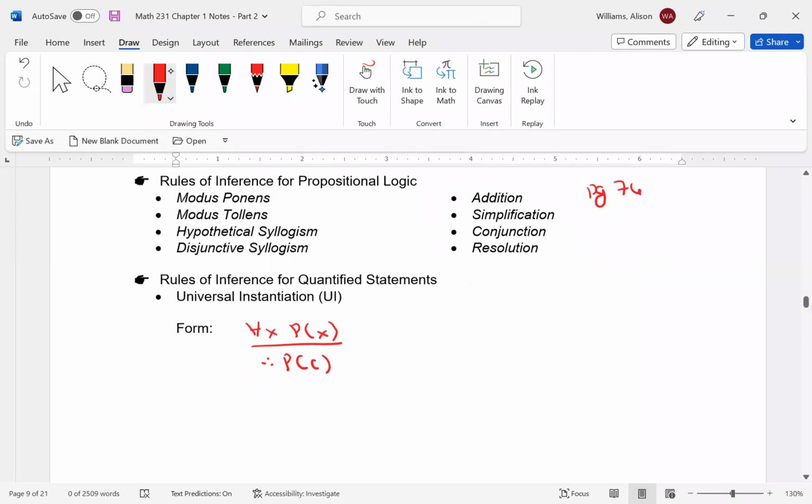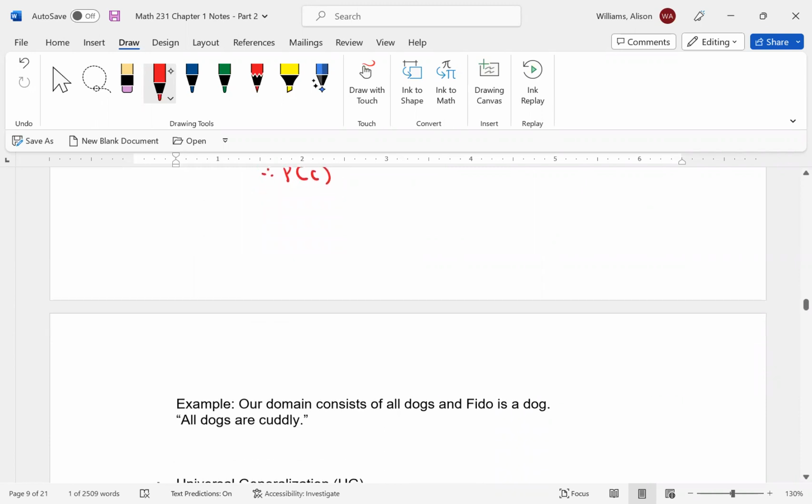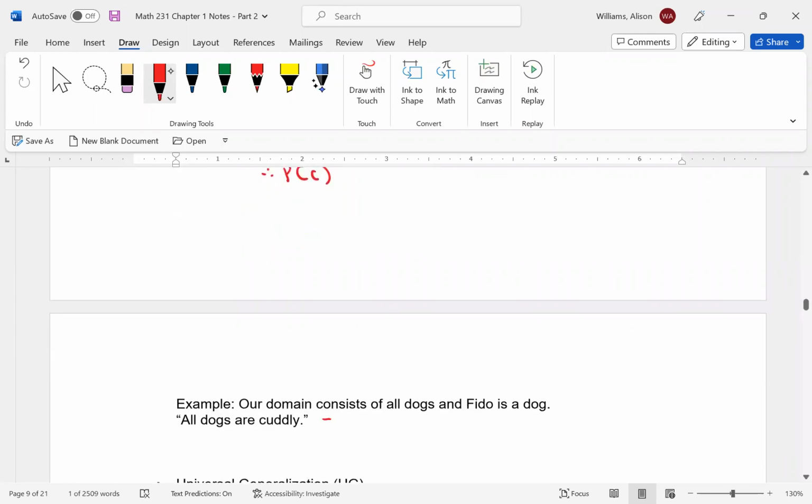Okay. So an example is all dogs is our x and Fido is a dog. If we're going to use this format, all dogs are cuddly. That's our P, that's our proposition. So we're saying all dogs are cuddly. That's the for all x, P of x. So based on that, we can conclude that Fido is cuddly. Therefore, Fido is cuddly. So if all dogs are cuddly, then this specific dog, Fido, is cuddly. Great. That's the universal instantiation. I feel like I'm saying that wrong, but oh well.